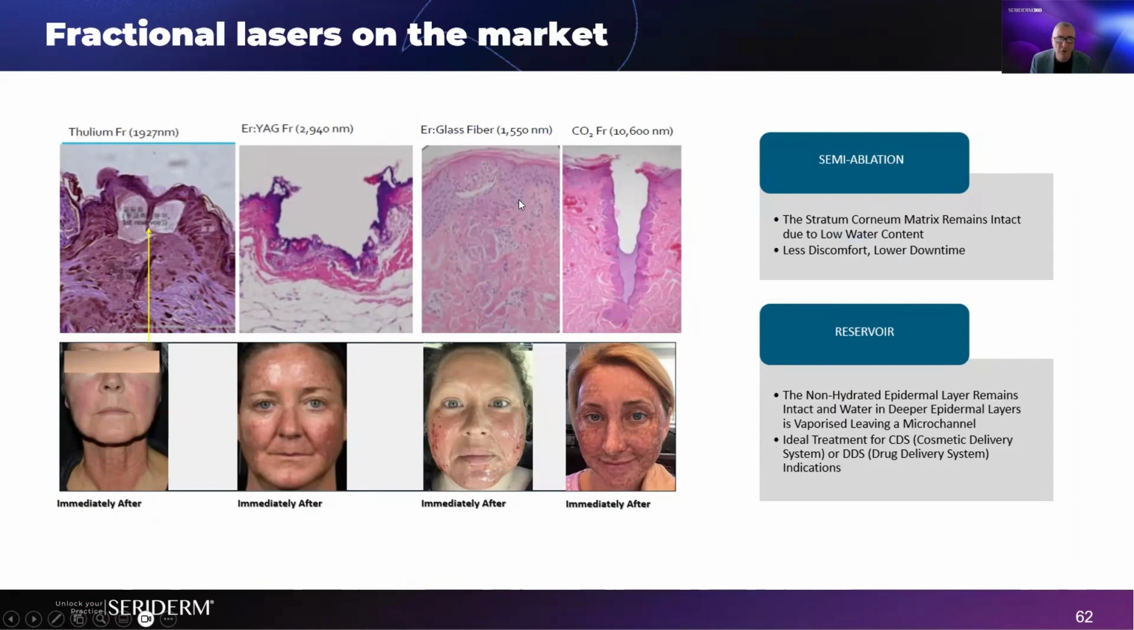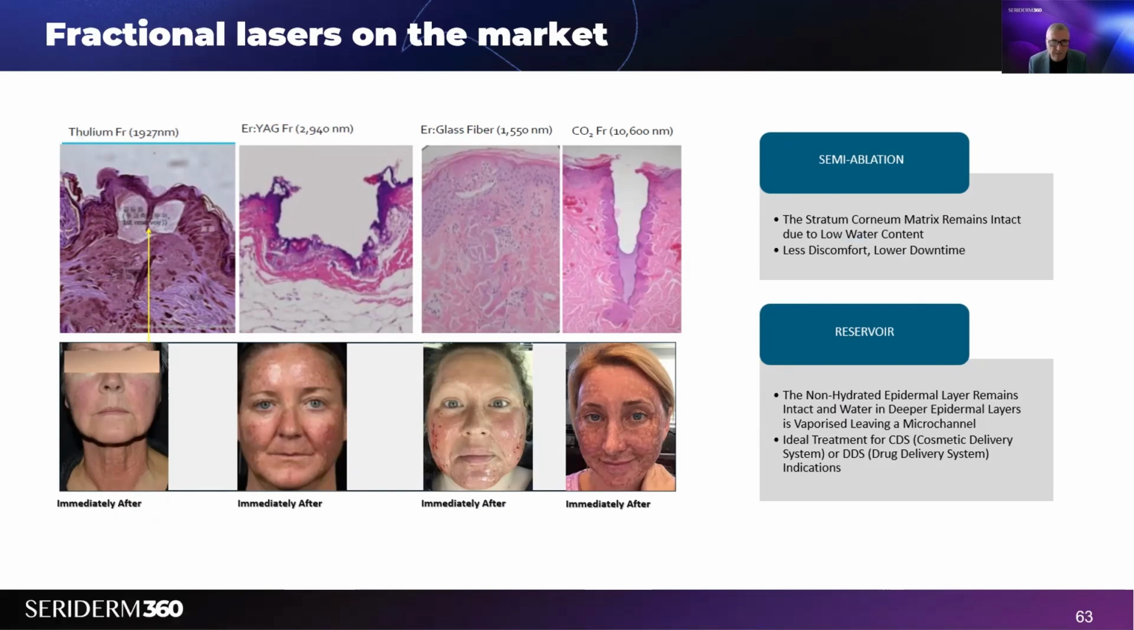You can't do that with a non-ablative 1550 or 1565. A CO2 laser creates a channel. A 2940 creates a channel. It's just the only one that allows us to have this pocket. And the pocket's important because it allows us then to start delivering a drug into the tissue.